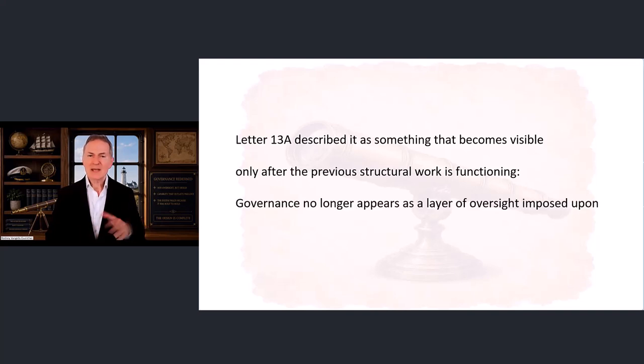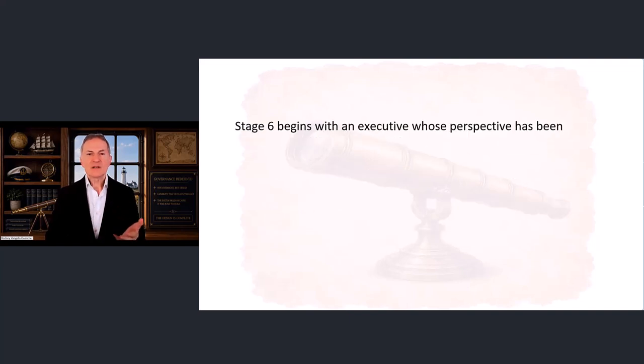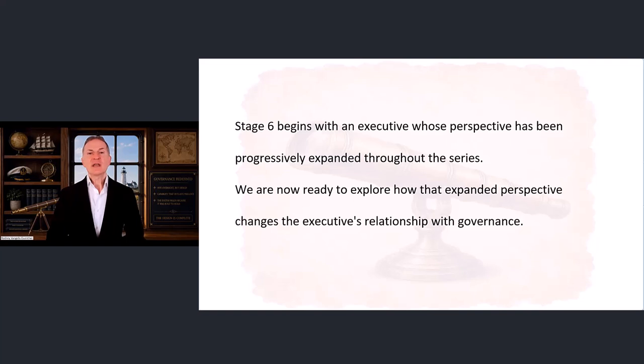Governance no longer appears as a layer of oversight imposed upon the organization, but as a design discipline embedded within it. Stage 6 begins with an executive whose perspective has been progressively expanded throughout the series. We are now ready to explore how that expanded perspective changes the executive's relationship with governance.